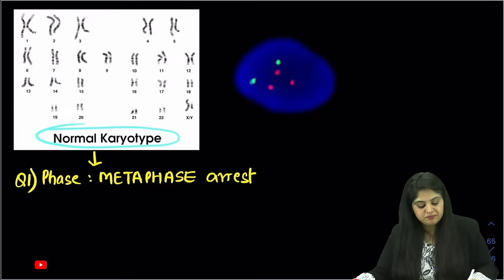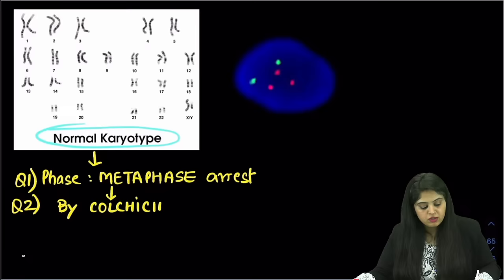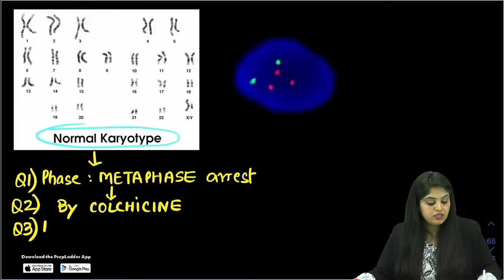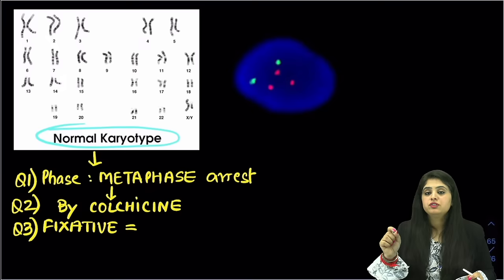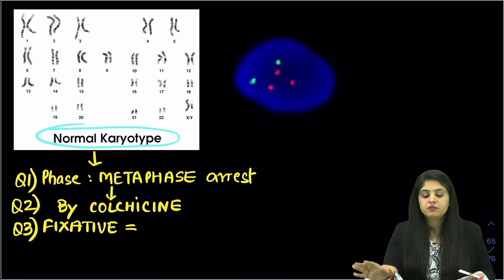Question number two: how is this metaphase arrest done? By which chemical? It is done by colchicine. This also everyone knows. Question three: what is the fixative that I will use over here? Here a lot of confusion occurs. Options given are Carnoy fixative, Carne fixative, Carnes fixative. They play around with the alphabets and the pronunciation. We don't have to get confused. It is Carnoy fixative. There is no doubt about it.